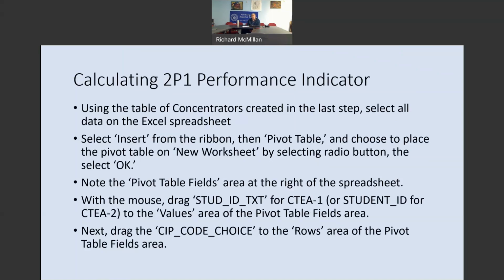Note the pivot table fields area at the right of the spreadsheet. With the mouse, drag Student ID for CTEA 1 or Student ID for CTEA 2 to the values area of the pivot table fields area. Next, drag the zip code choice variable to the rows area of the pivot table fields area.